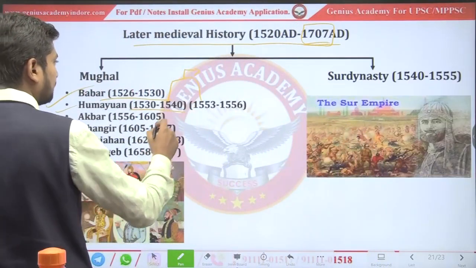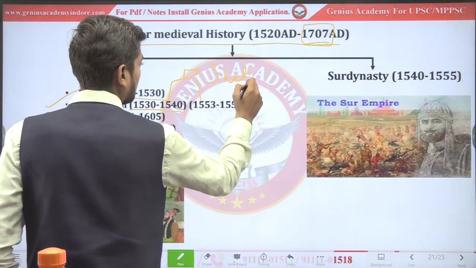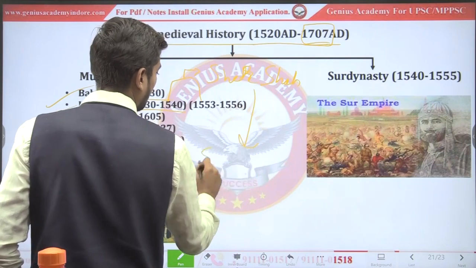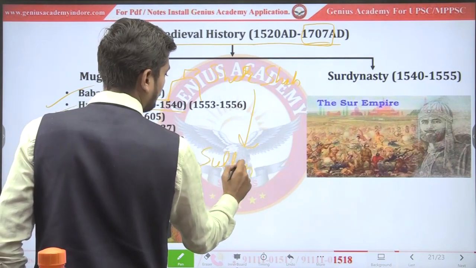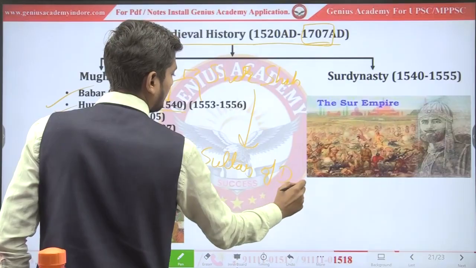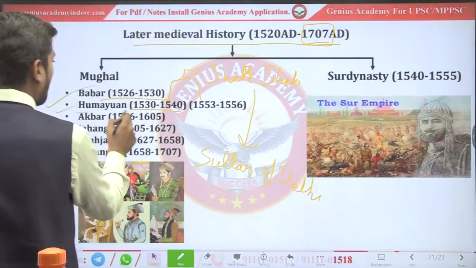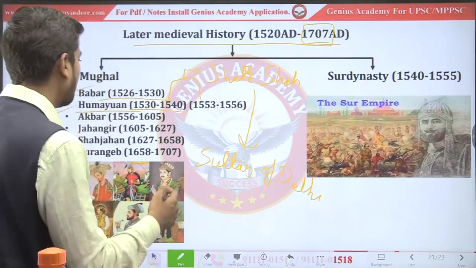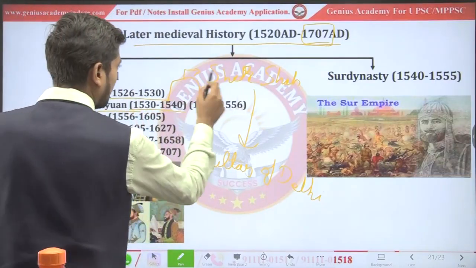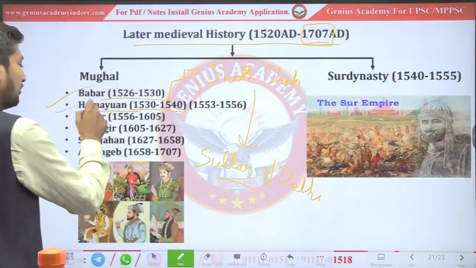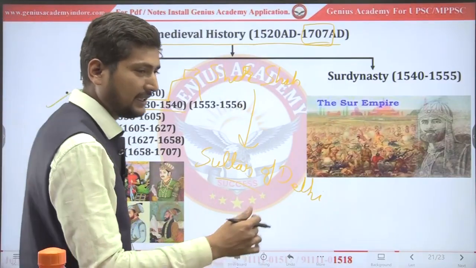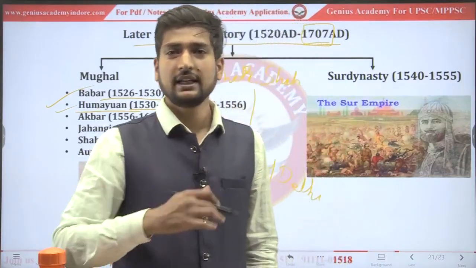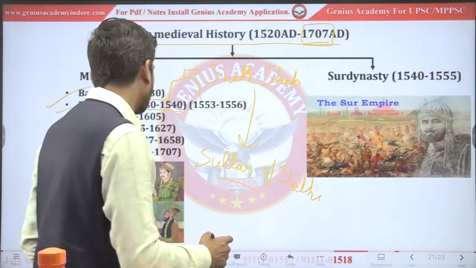After that, Sher Shah Suri became the Sultan of Delhi, and Humayun fled to Iran. After the death of Sher Shah Suri, Humayun saw the opportunity that there was no strong ruler, so he attacked Delhi and again occupied it.